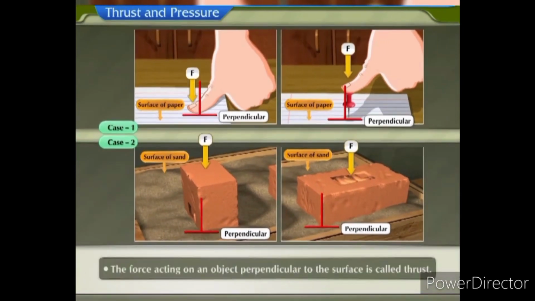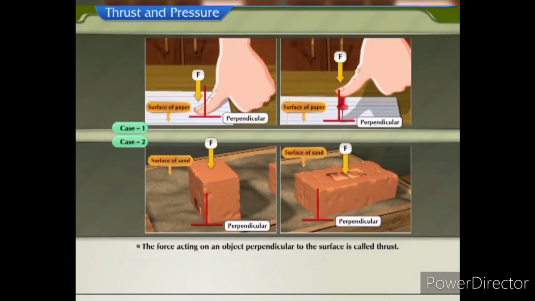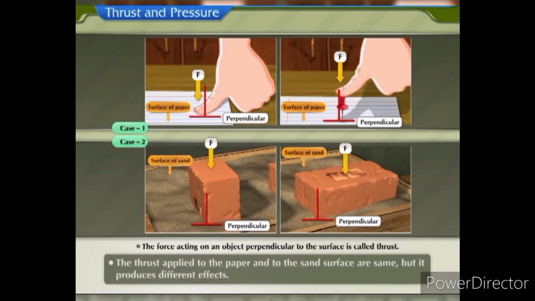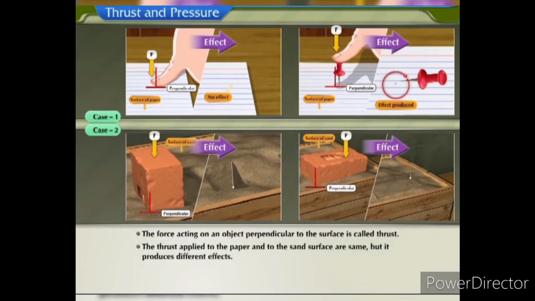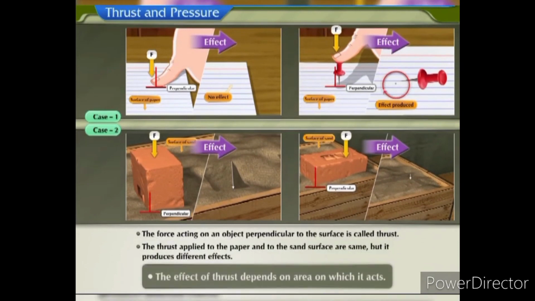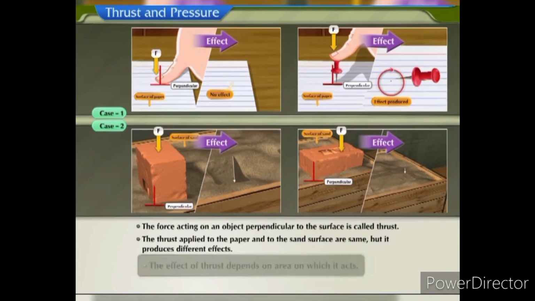The force acting on an object perpendicular to the surface is called thrust. In these cases, we have seen that the thrust applied to the paper and to the sand surface are the same, but it produces different effects. This is because the effect of the thrust depends on the area on which it acts.